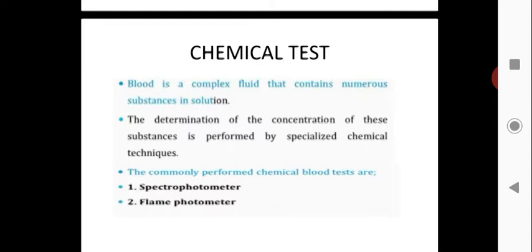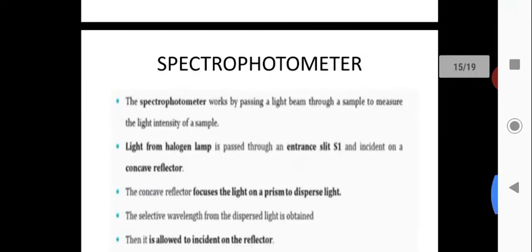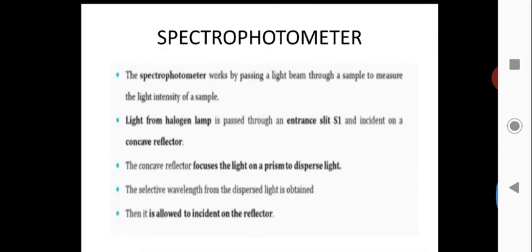So these two tests are being performed: one is spectrophotometer and the other is flame photometer. The spectrophotometer uses the spectrum, that is light, and flame photometer uses heat, which is being burnt, flame. First we see the spectrophotometer. A spectrophotometer works by passing a light beam through a sample to measure the light intensity of the sample.